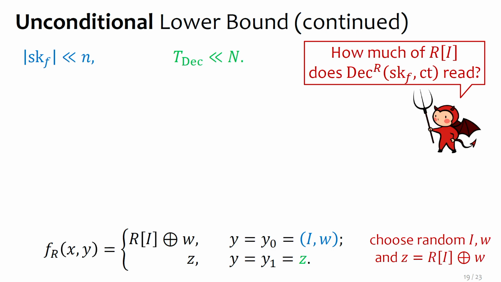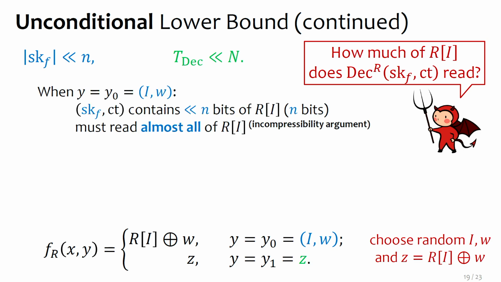And now the adversary will choose a random index set and random one-time pad, and choose Z to be the right answer so that its queries are admissible. And the adversary will try to decrypt the challenge ciphertext with the secret key it receives and see how much of R sub I the decryption will read from this R, given random access to it.